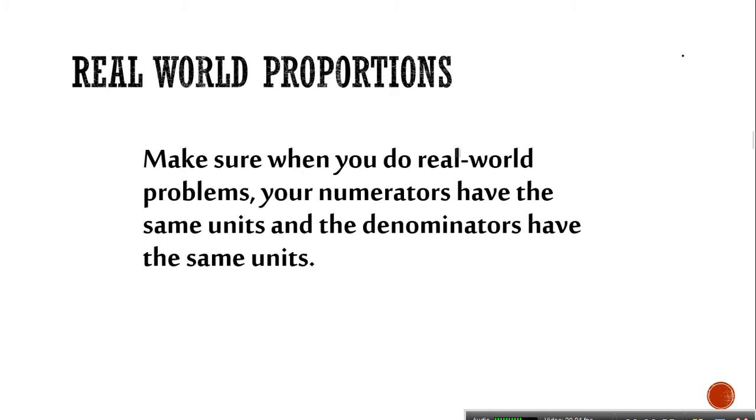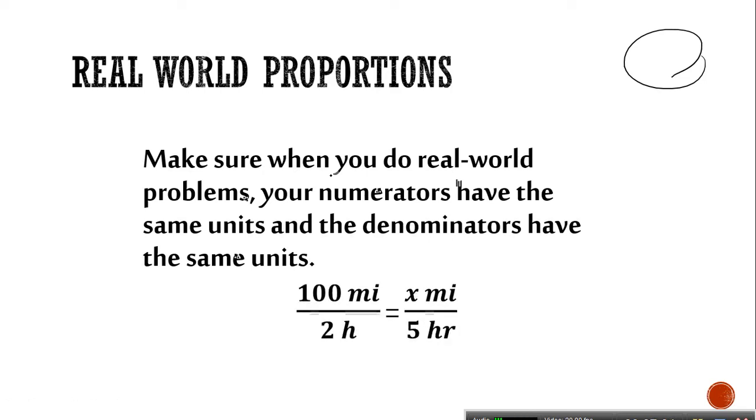Now, some real world proportions. Notice how there's no pencil in the corner here. So you don't have to write this down. Make sure when you do real world problems, your numerators have the same units and the denominators have the same units. So if you notice here, I have miles over hours. So my other side must be miles over hours. Make sure when you set these up, we always have miles over hours or miles over hours. We couldn't have miles over hours and hours over miles. That just doesn't work.